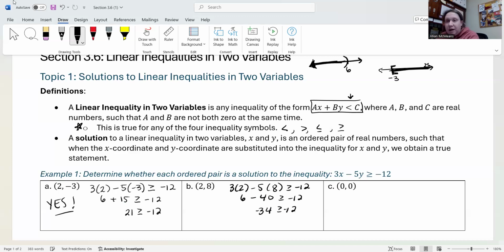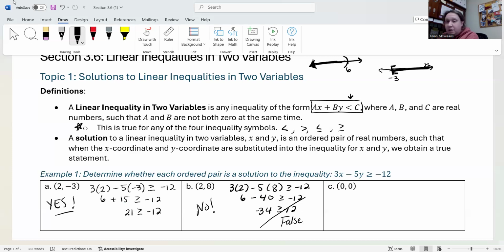And if I'm thinking about negative 34 and negative 12, the further away you are from 0 on the negative side, the smaller you are. The further away from 0 on the positive side, the bigger you are. Since both of these numbers are negative, I need to look to the left of the number line. And negative 34 is much further away from 0 than negative 12. So this is not true. This is false. So here I would say, no, this is not part of the solution set.